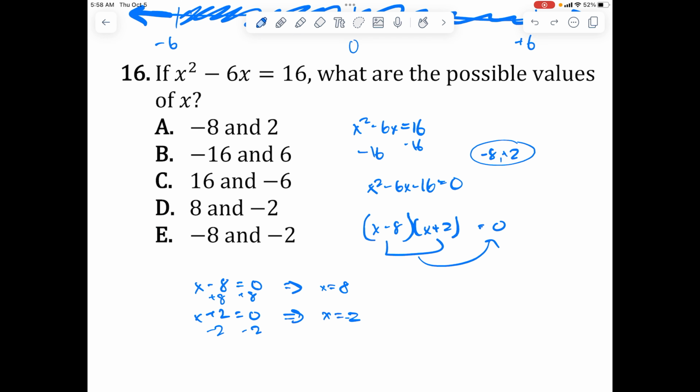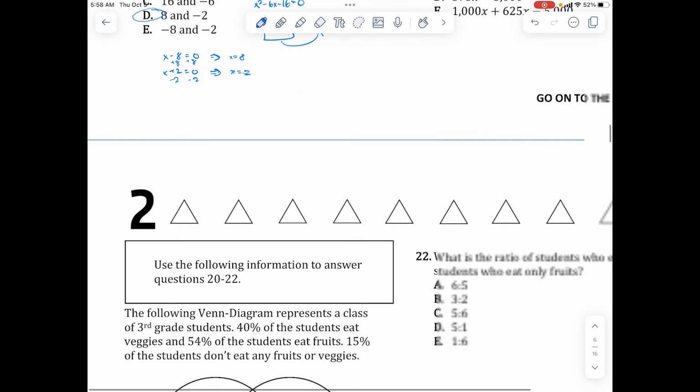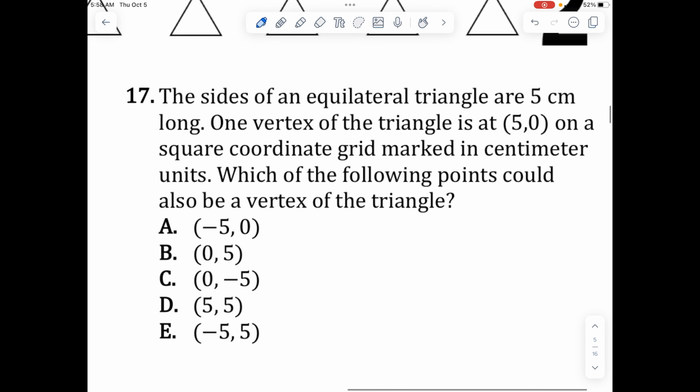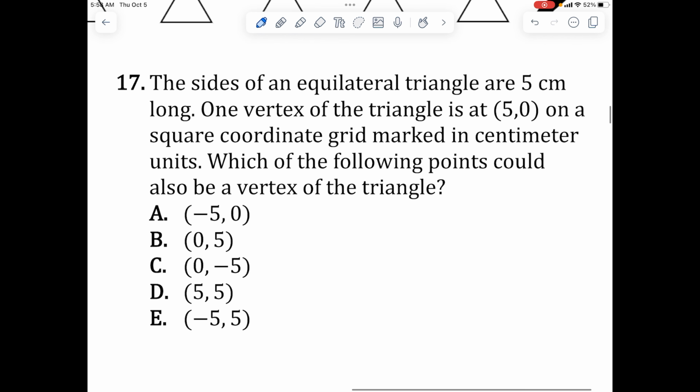Oh, whoops. D. The sides of an equilateral triangle are 5 centimeters long. One vertex of the triangle is at (5, 0) on a square coordinate grid marked in centimeter units. Which of the following points can also be a vertex of the triangle?